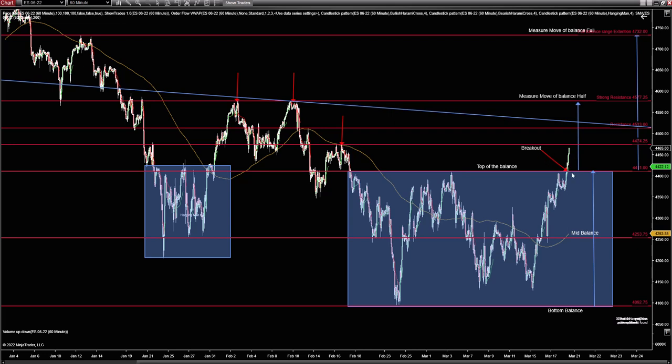So right now it's a breakout of this balance, so all the people who are short below this range are likely to be squeezed to the upper side. Now again, what are the possible scenarios of the squeeze? Normally, once the market comes out of the balance, the minimum measured move is to cover half of the balance. So this was the total balance. If I take half of this balance, which is somewhere around 4577.25, that's why I have mentioned strong resistance.